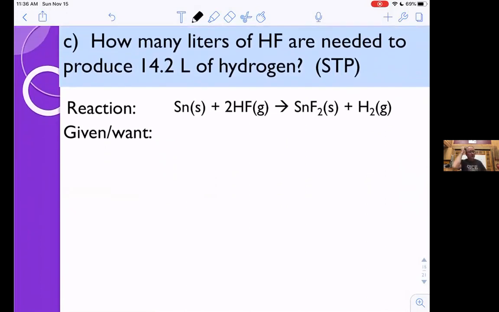I could also have volume calculations. Here it says how many liters of HF are needed to produce 14.2 liters of hydrogen. So what I'm looking for is how many liters of HF to produce 14.2 liters of the hydrogen gas. Again, this is stuff you guys have got to practice. This one's pretty easy. It's 22.4 and 22.4. But go ahead and set it up, give it a shot, and I'll show you the work in a second.